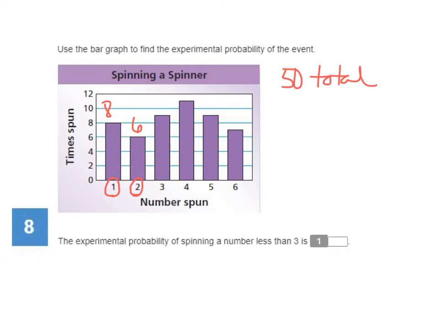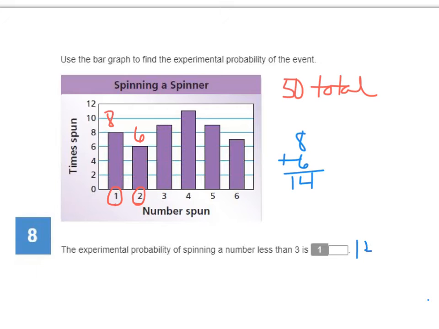Okay, this problem is using the same graph again. And it says you want the experimental probability of spinning a number less than 3. Well, a number less than 3 would be 1 or 2. And the numbers of spins that happened that were less than 3 were 8 plus 6. So we have 8 plus 6 is 14. So then if we take the number of outcomes that we wanted, which was 14 out of a total of 50 spins, we get 14 over 50, and if we divide top and bottom by 2, we would get 7 over 25.